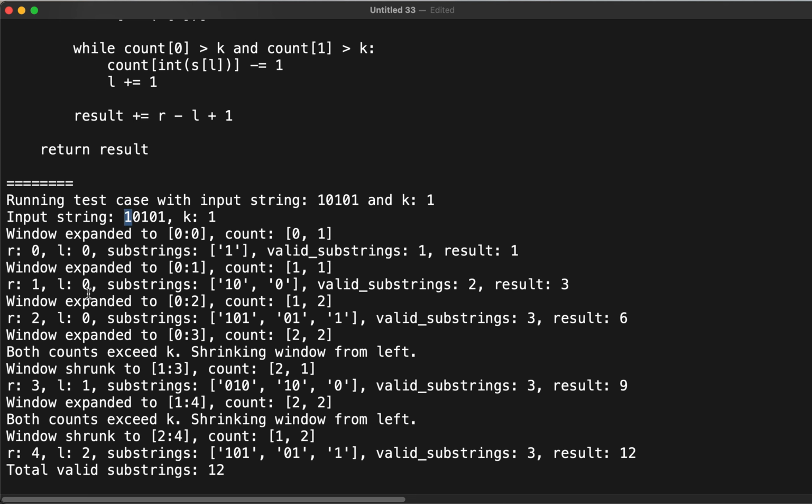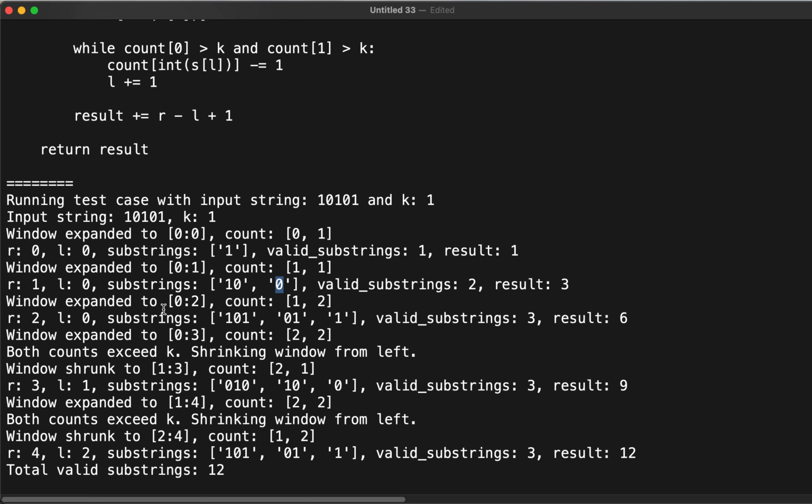When the window is expanded to 0 and 1, when R moves by 1, the count becomes 1 and 1, because you've seen one 0 and one 1. And then R equals 1 and L equals 0, R minus L plus 1 is 2. So the two substrings are 10 and 0 in this case.